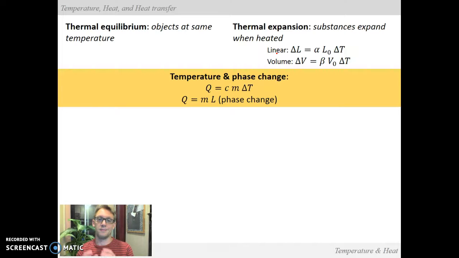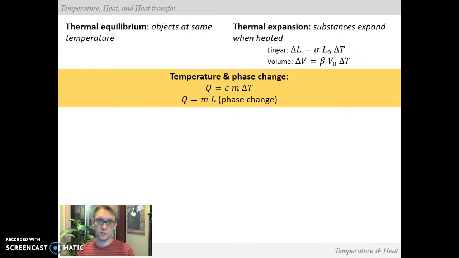The last main part that I want to get to, and we'll do a couple of practice problems with this, is specifically with temperature and phase change. Each of these requires energy or gives off energy, and that is defined as the Q that you see here. And so for a material that's going through a temperature change, we can define the energy required for that or given off for that as C, the specific heat of that material, the mass of the material, and then delta T is the temperature change that it goes through.